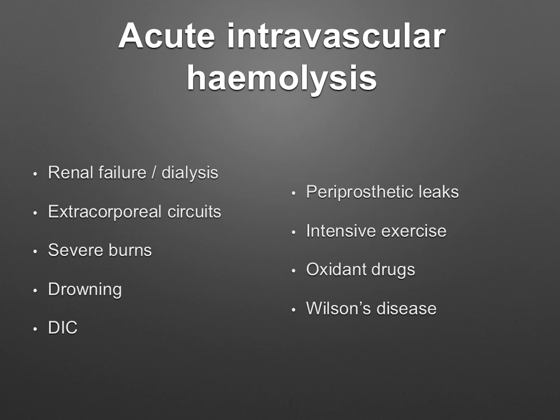Intravascular hemolysis may not be the major clinical feature of the disorder, and I guess it's not always fulminant. Examples can include renal failure, where you're going to get red cell fragments maybe present due to the uremia, or complications of hemodialysis, extracorporeal circuits, or indwelling TIPS procedures or something. Severe burns, drowning, DIC, periprosthetic heart valve leaks. Intensive exercise has been shown to cause it. Oxidant drugs like dapsone.